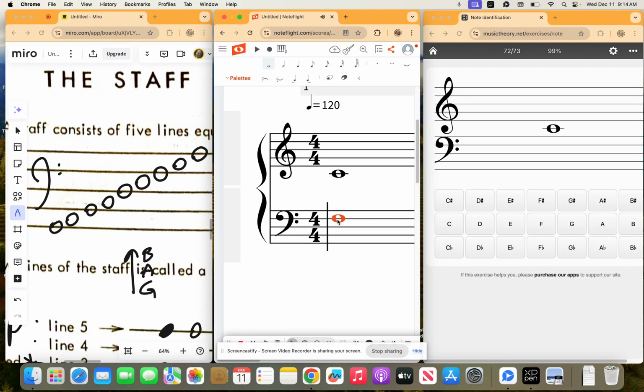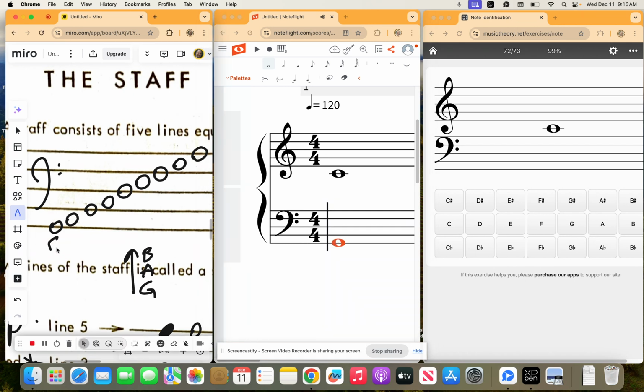There's F, right? Let's go backwards down to this note that's on the first line. So if we're on F here, D, C, E, A, G. So this first note in bass clef over here is G.